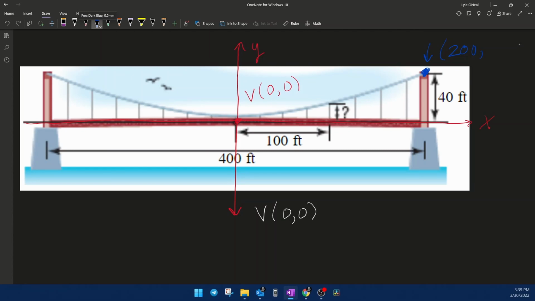And the y-coordinate would be how high the tower is, because the tower stretches from the road surface up to the cable, which is the parabola. And so the y-coordinate here would be 40. And so again, if we make a note of that, that ordered pair corresponds to (200, 40), and that's going to be just a generic x and y on the parabola. If you know the vertex and another point on the parabola, you can get your equation.